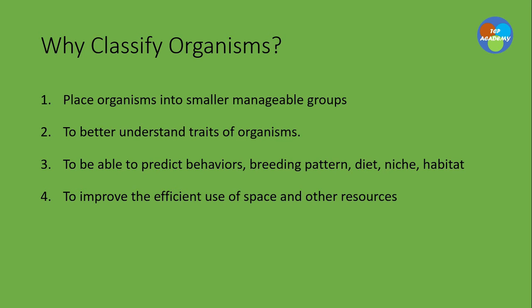So if we are able to classify organisms, we can better use space so that all organisms can live sustainably, and we're not going to be placing any organism on what we refer to as the edge. When organisms are placed on the edge, then they are closer to becoming endangered, killed, or extinct.